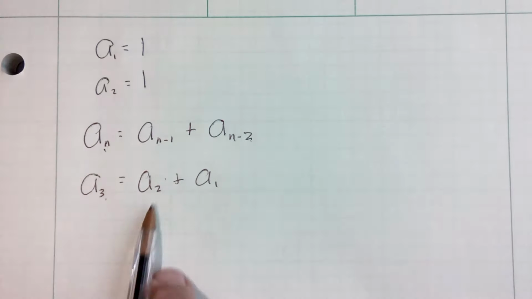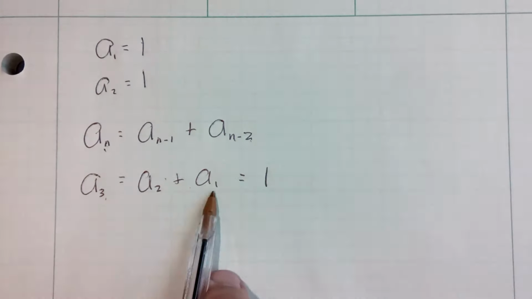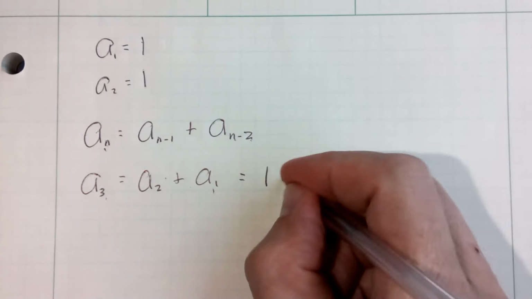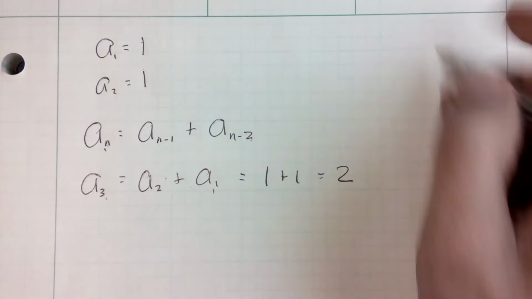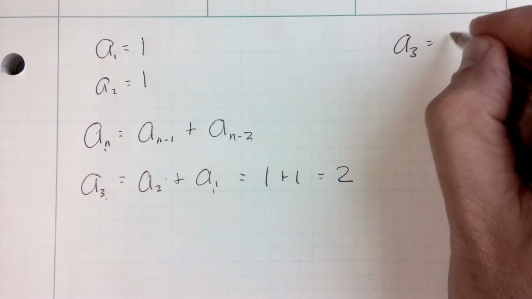Well, do I know the second term? I do. It's 1. Do I know the first term? I do. It's 1. And what's 1 plus 1? 2. So that means the third term is going to be 2.